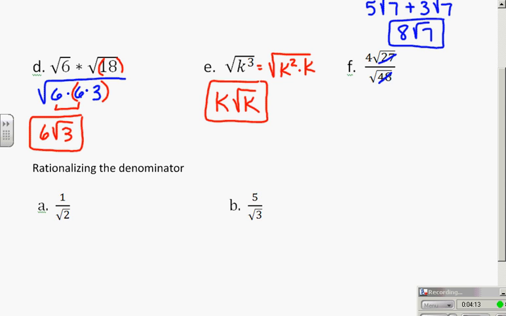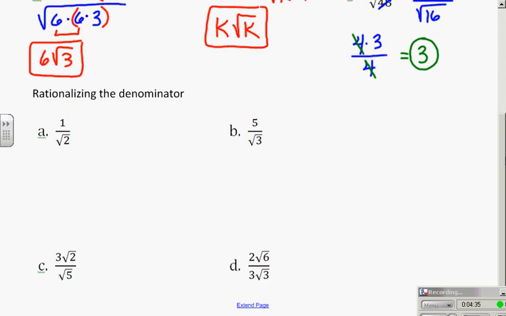Again, in this one, I would simplify the radicals first. 27 and 48 have a common factor of 3. And when you do that, you end up with 4 square roots of 9 over square root of 16. Those are nice, perfect squares for me. And when I do that, I see that these cancel, and I'm left with 3 as my answer.